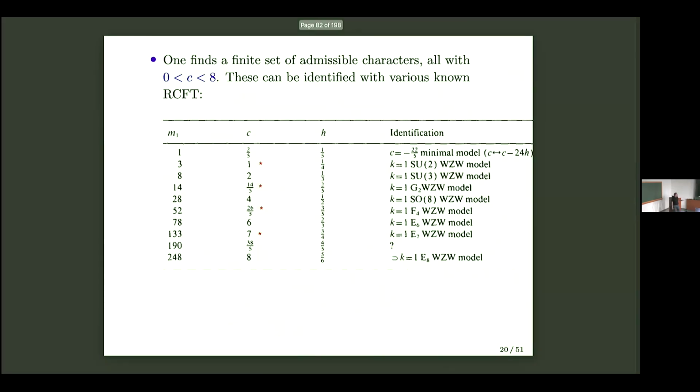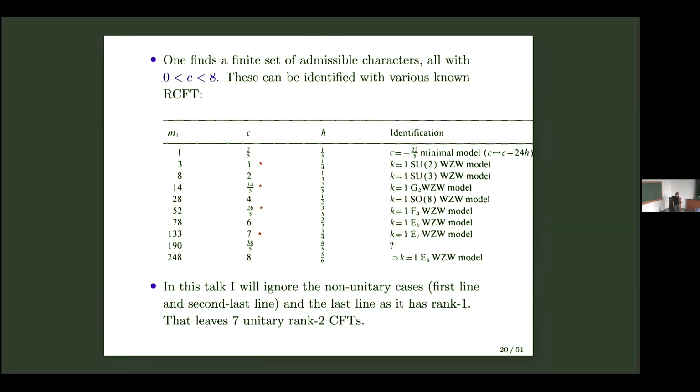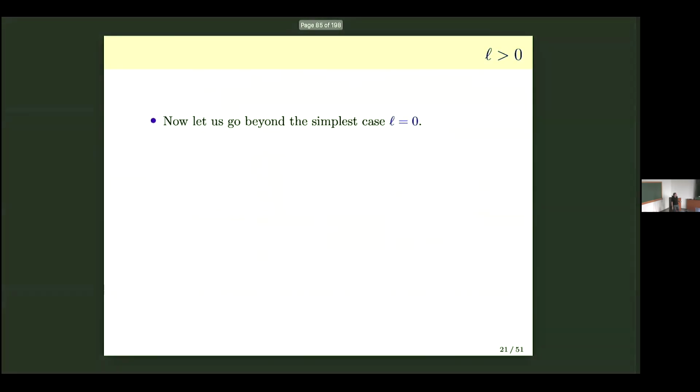And that's what we did in 1988. And this is a screenshot of the table we produced. And discounting some non-unitary cases, which I don't want to spend time on here, there are basically 7 theories from SU2 to E7, which are all admissible characters, and all are known Wess-Zumino-Witten models. And I'm going to focus on those 7. Okay, so that was L equals 0.